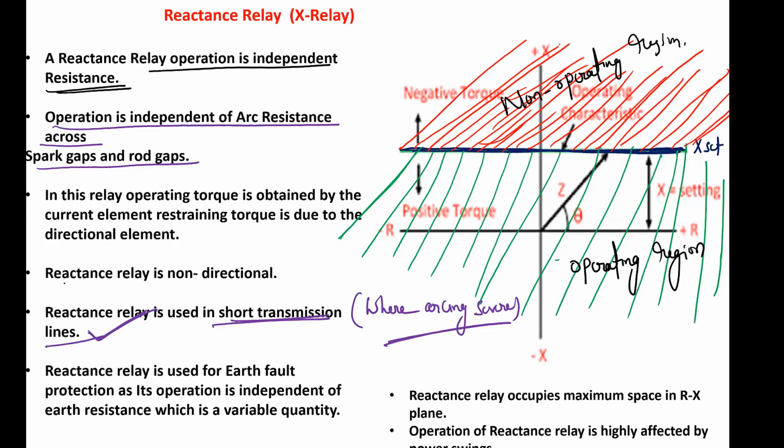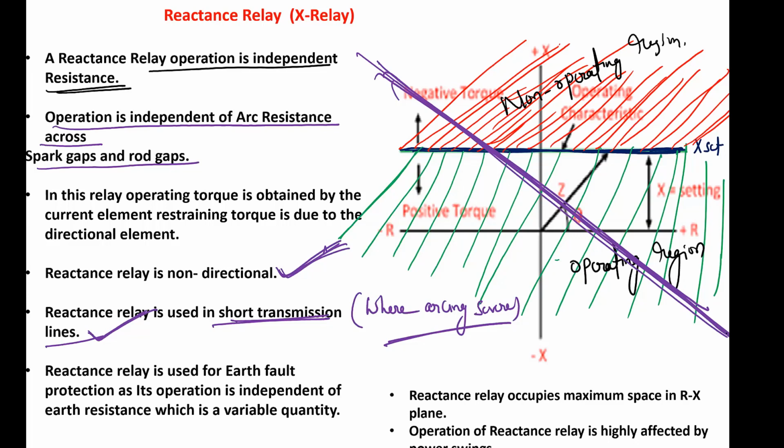Understand? Even reactance relay is non-directional. So to get the directional feature, again we have to keep the directional element. Understand? Then what will happen? The characteristic will be somewhere like this. So above this line it will operate, below this line it will not operate. Understand?